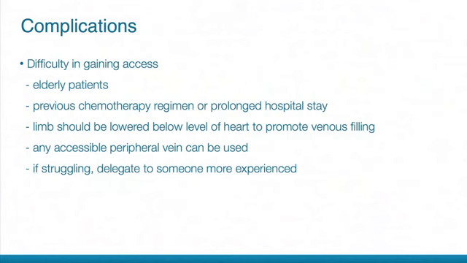One of the main problems encountered during venous cannulation is difficulty in gaining venous access, particularly in elderly patients, those who have undergone a previous course of chemotherapy or had a prolonged hospital stay. This can be addressed by lowering the limb below the level of the heart to promote venous filling, using other accessible peripheral veins, and requesting help from someone with more experience after 2 unsuccessful attempts.